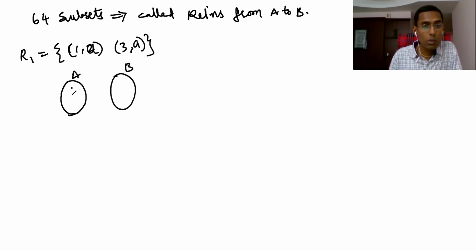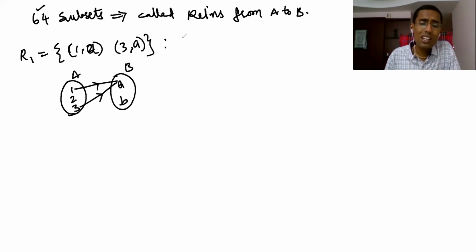So here what are the elements? 1, 2, 3. Here what are the elements? A comma B. So here is the relation. Like this, you can represent the relation with an arrow diagram. This is one relation. Like that, how many relations exist? 64 relations exist. What are the relations? Simply subsets.